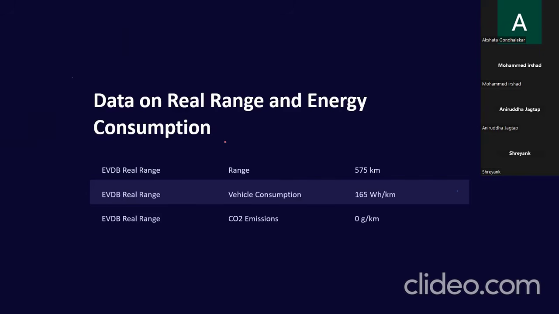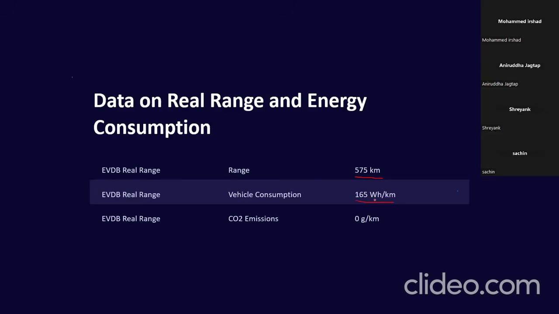Now, in real time, the range and consumption can vary, and obviously based on the consumption, the range will also change. So in real time, based on the EV database for this Tesla Model S, they're saying that the real-time range is 575 kilometers, and the consumption rate is 165 watt hour per kilometer.